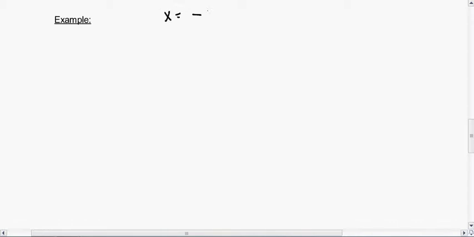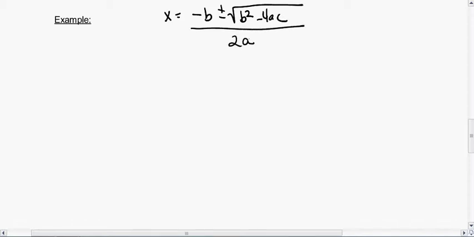x equals the opposite of b plus or minus the square root of b squared minus 4 times a times c, all over 2 times a. And in this first example where we're going to graph, I'll use a quadratic function like y equals x squared minus 6x plus 9.